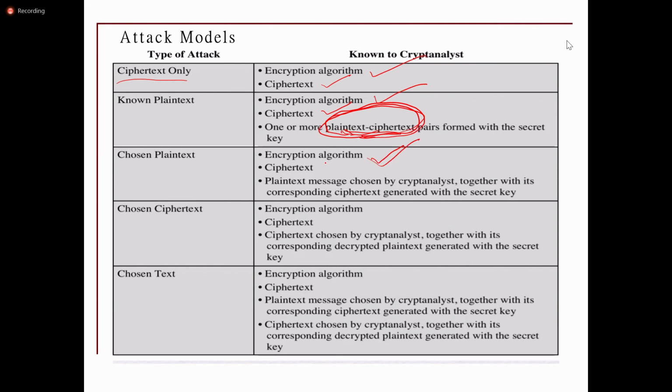In chosen plain text, the algorithm will be there and the ciphertext will be there, and the plain text message will be chosen. Based on the generated ciphertext, the cryptanalyst will assume that this might be the plain text, and by using that chosen plain text the cryptanalyst will generate the key.